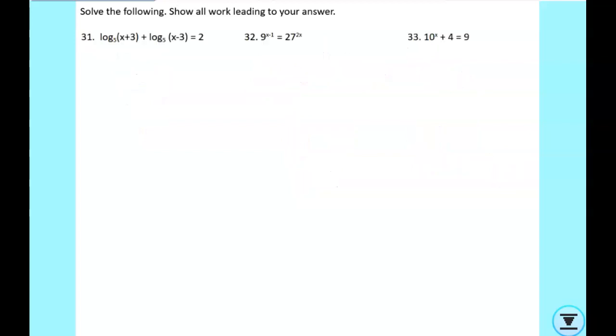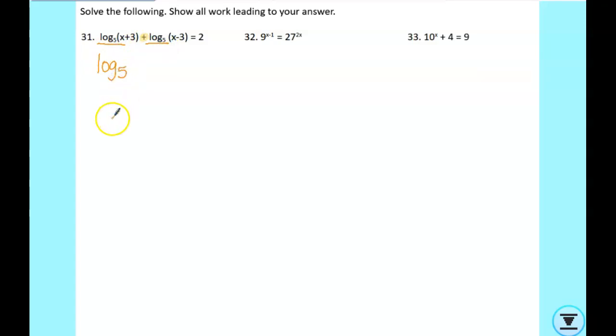All right, on number 31, we have 2 logs. They're on the same side. They're being connected with addition. So this is another one where we need to condense before we can solve. So both of these 2 logs, log base 5s, are going to condense into 1.